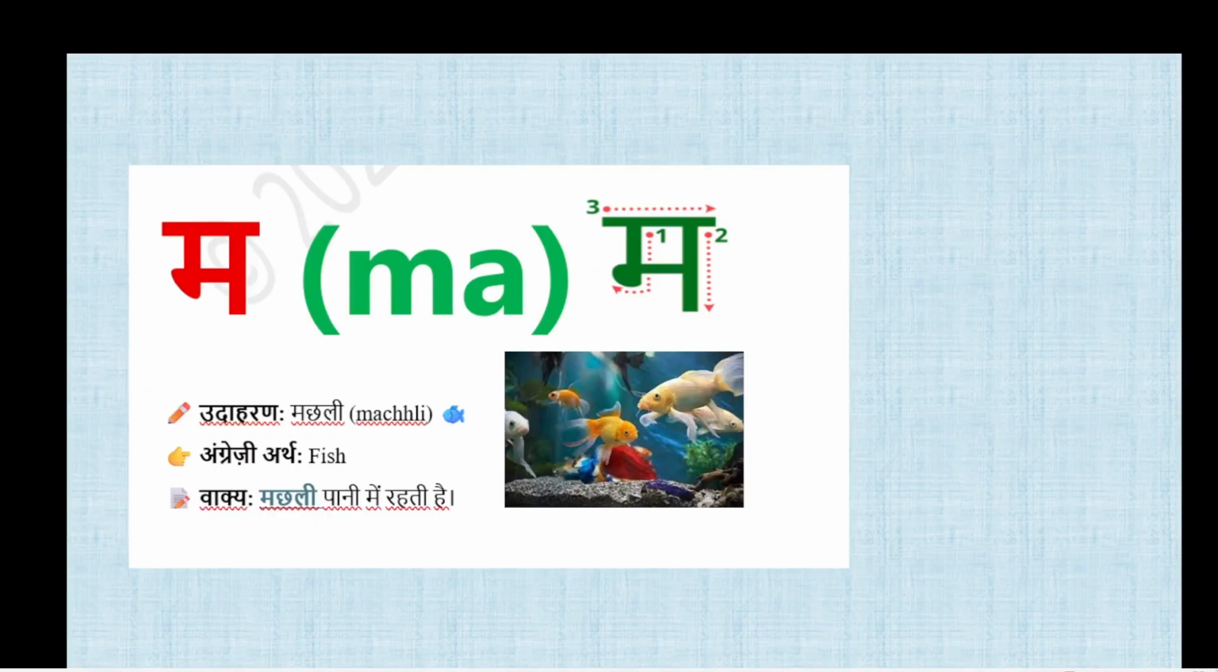The last letter in the row is Ma. The sound of Ma is pronounced as Ma, like the Ma in the word mango. Let us see an example. Machli, which means fish in English. A fish lives in water and swims happily in rivers and ponds.